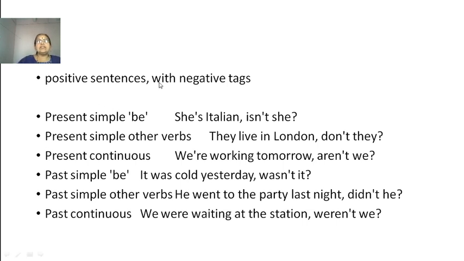Positive sentences with negative tags. She is Italian, isn't she? These are the tenses. Okay, see the tense and do it. They live in London, don't they? We are working tomorrow, aren't we? It was cold yesterday, wasn't it? He went to the party last night, didn't he? Simple past. We were waiting at the station, weren't we?